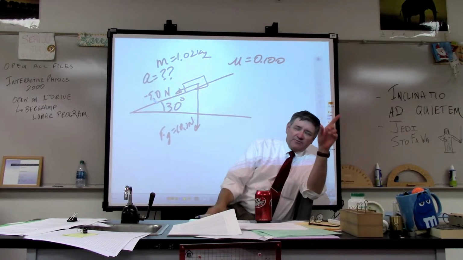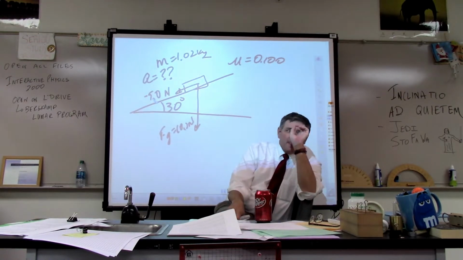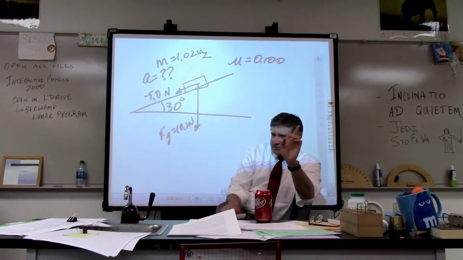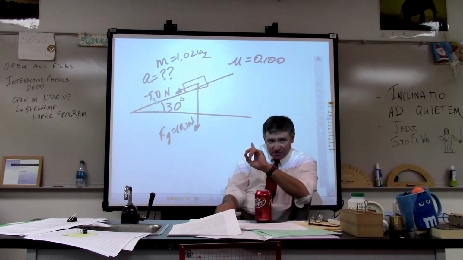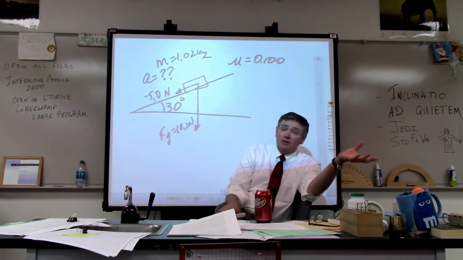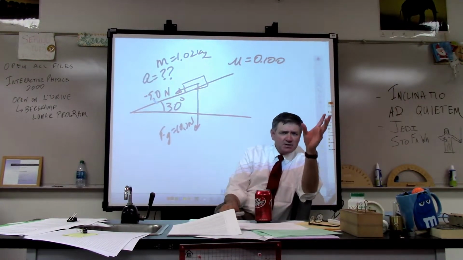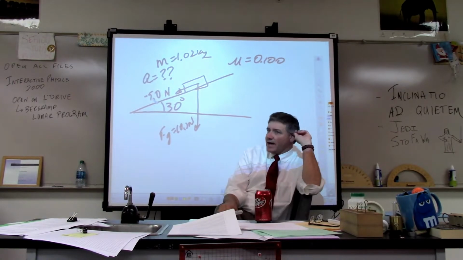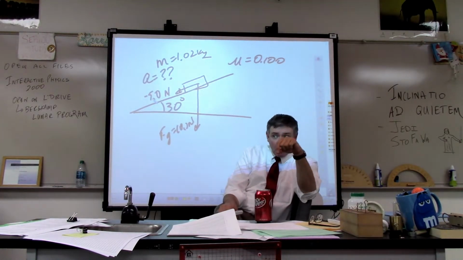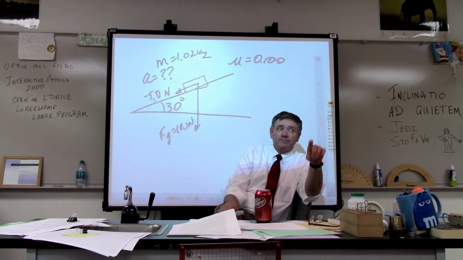So my acceleration was 4.9. So if my acceleration is 4.9 meters per second squared without friction, now that there is friction, what should happen to my acceleration? It should become less. So right away, I know that I should end up with an acceleration less than 4.9 meters per second squared. If I don't, I've done something wrong.